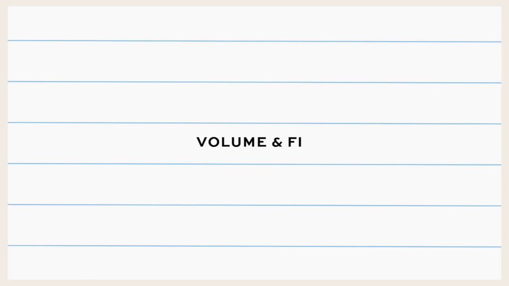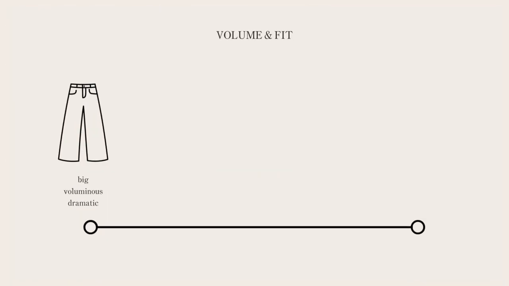So let's get into volume and fit and horizontal and vertical lines as they pertain to clothing and styling. Let's start with volume and fit. For the most part, when it comes to volume and fit, these also land on a spectrum. On one end of the spectrum, you've got big, voluminous, dramatic things. Think big, wide leg pants, or dramatic poofy sleeves, or bubble hem skirts, or even tea-length skirts that have a nice, big, voluminous effect on the bottom.